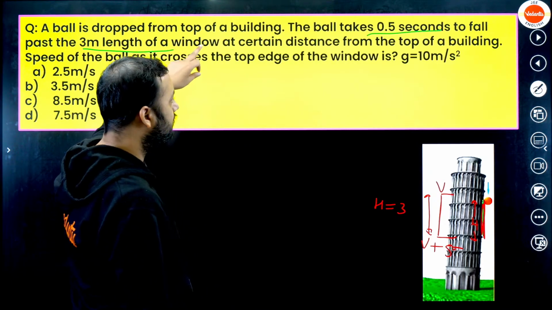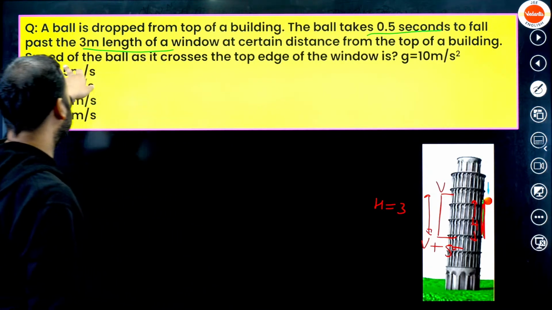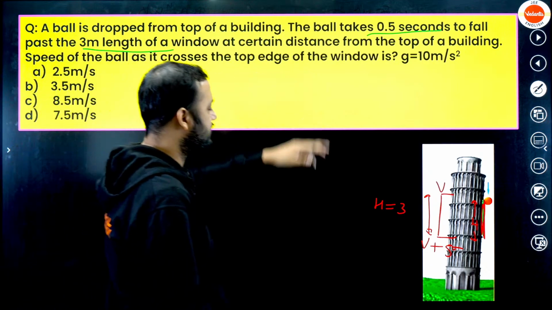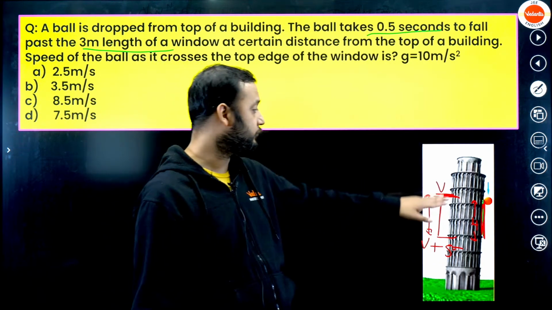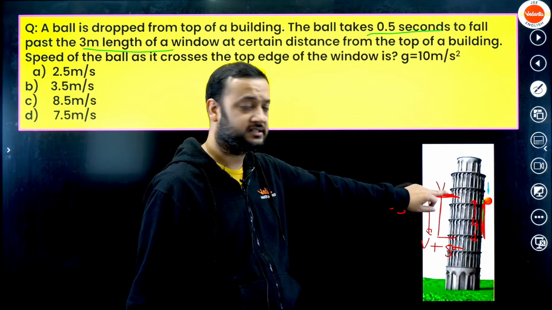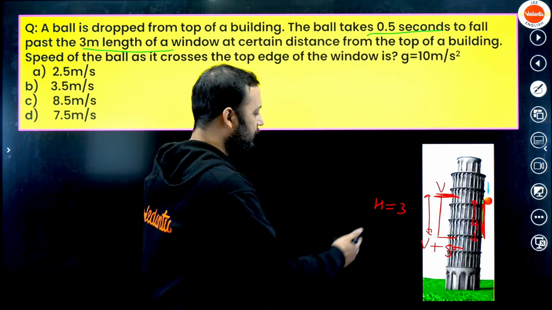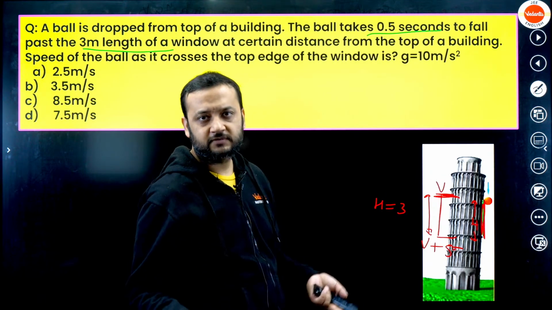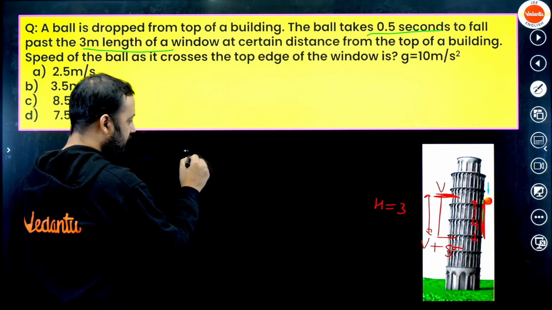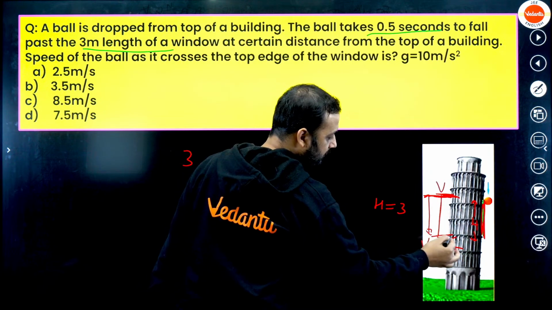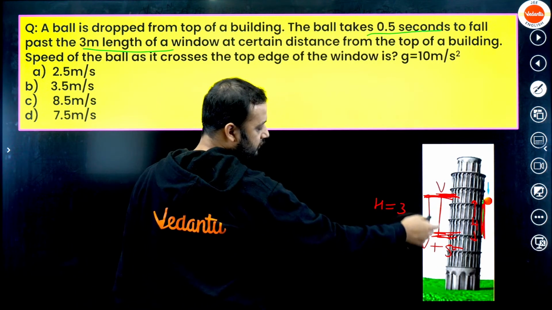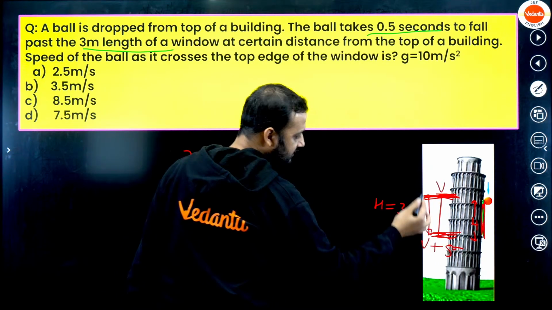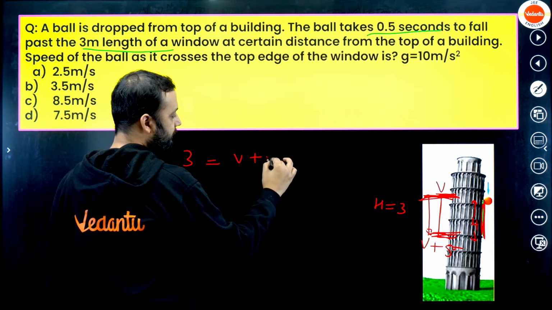Now we have to find the speed of the ball as it crosses the top edge. That means we have to find the value of v. Very simple, displacement is equal to average velocity into time. Displacement from here till here was 3. That will be equal to average velocity. Average velocity from here till here is v plus 5 by 2.